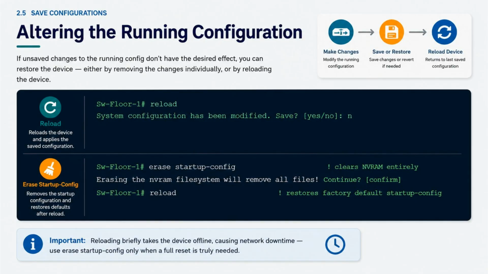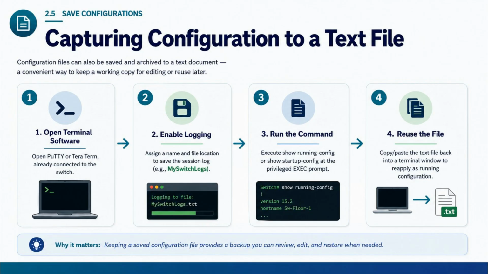Erase startup-config wipes NVRAM entirely, and forces factory defaults on the next reload. Stress that this is a last resort, since it takes the device offline. Configs can also be saved outside the device entirely, as a plain text file via terminal logging. Walk the 4-step flow on screen. Open terminal software, enable logging to a named file, run show running-config, then reuse that saved text later by pasting it back in as a working copy.